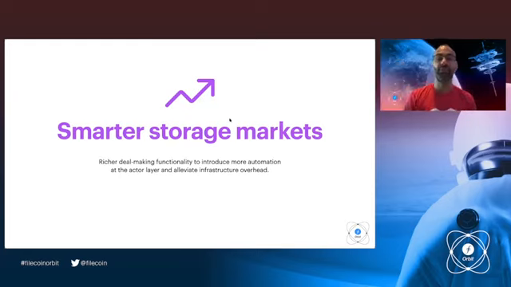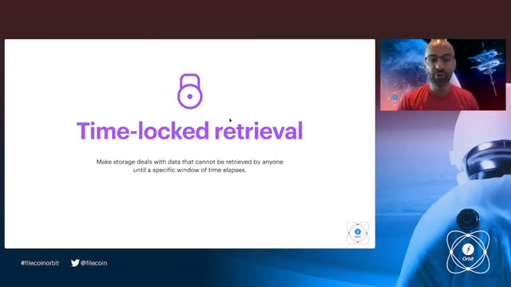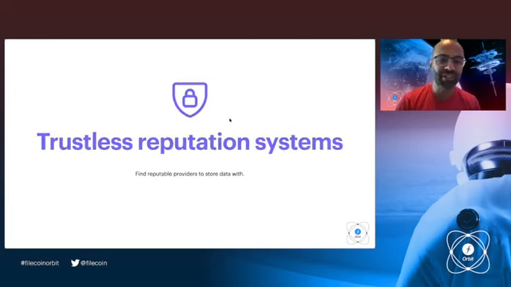Things like, for example, retrying deals, where clients dispatch their deal data to a depot and pay a small fee to have the deal data be transmitted, satisfactorily delivered to the provider. Things like time-locked retrieval, making storage deals with data that cannot be retrieved by anyone until a specific window of time elapses, trustless reputation systems with so many providers in the Filecoin network.